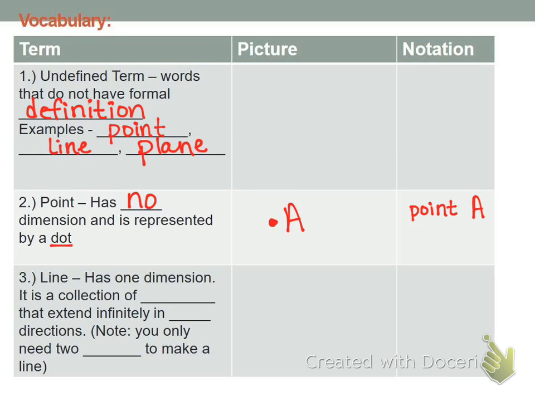Sometimes you will see points named just with their capital letter. So an alternative option would just be to talk about it as A. Make sure that you're using capital letters for points. A line has one dimension. Try to underline the ones that you have to fill in. It is a collection of points that extend infinitely in two directions.